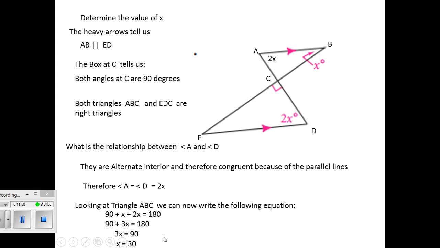So here's what we end up getting. We find that this is 2x, this is x, and this is 90. So we get 90 plus x plus 2x is 180, and therefore we are able to solve that equation and find that x is equal to 30. We'll look more at these kinds of problems in class.